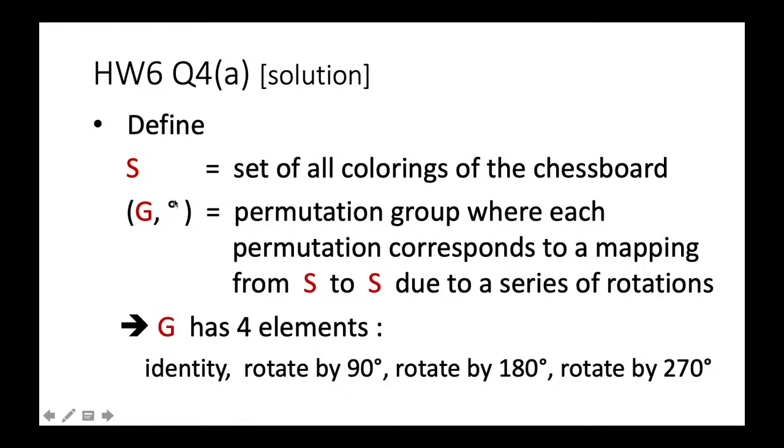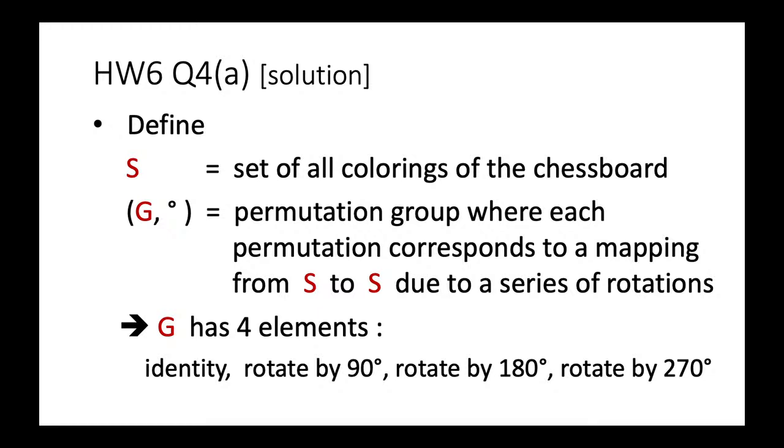The operation is the composition of functions. This will actually be a permutation subgroup where each permutation corresponds to a mapping from S to S due to a series of rotations. So each item of G will be a permutation of the possible colorings of S. We will see that G has exactly 4 elements, and they correspond to the rotation by 0 degrees, which is the identity, rotation by 90 degrees, rotation by 180, and rotation by 270 degrees. So this is an exercise to test our understanding of Burnside.